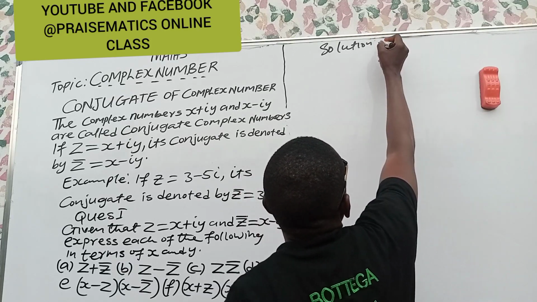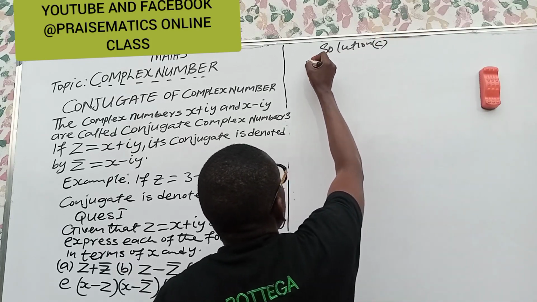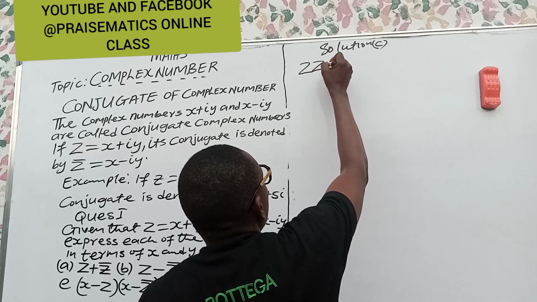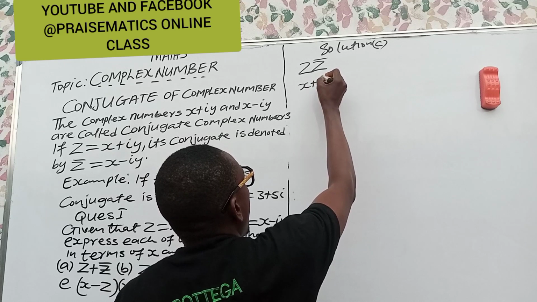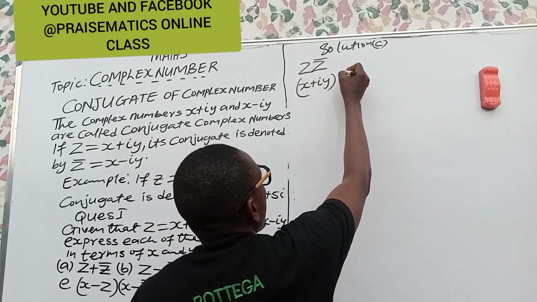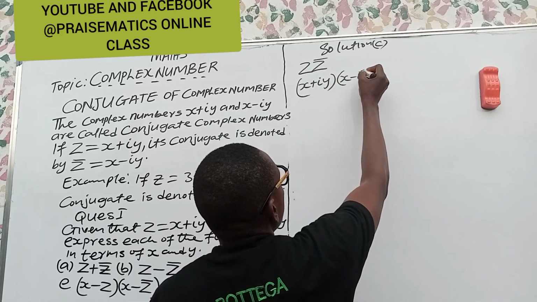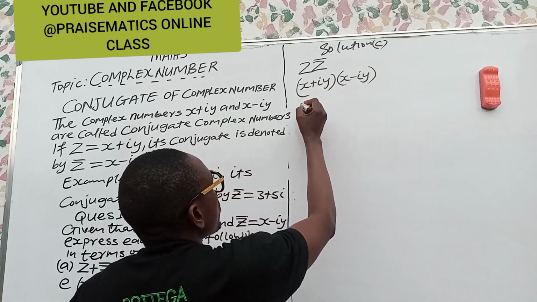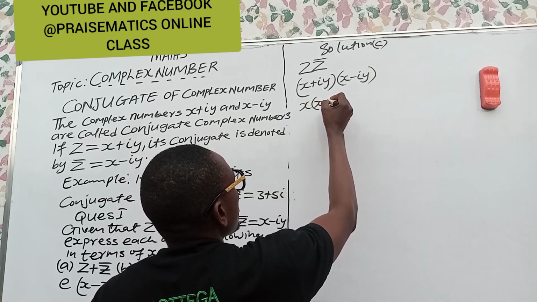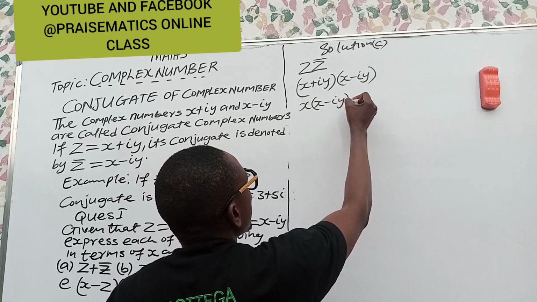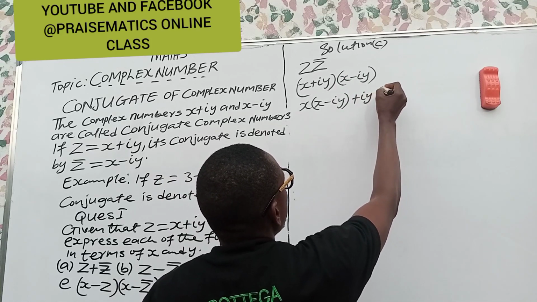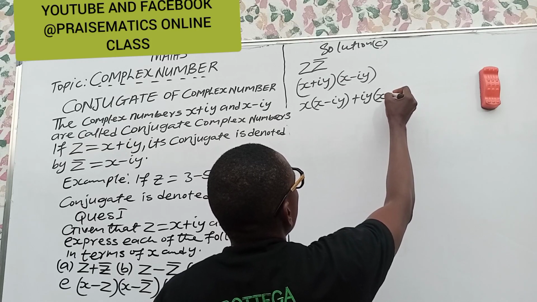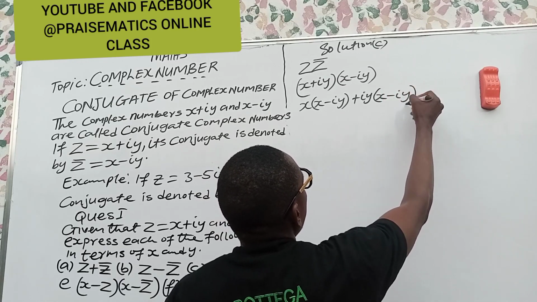Solution C. They say z multiplied by z bar. Now we have x plus iy multiplied by x minus iy. Now how do we do this? x into x minus iy, plus iy into x minus iy.